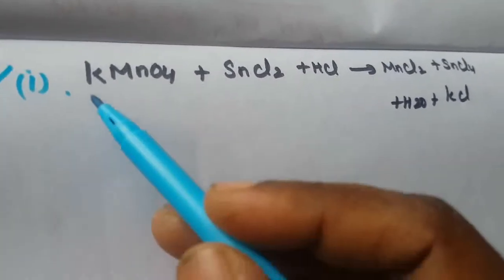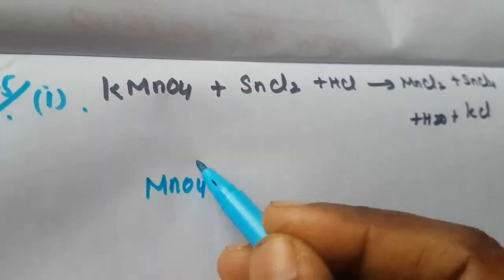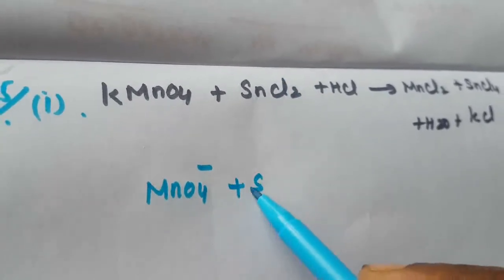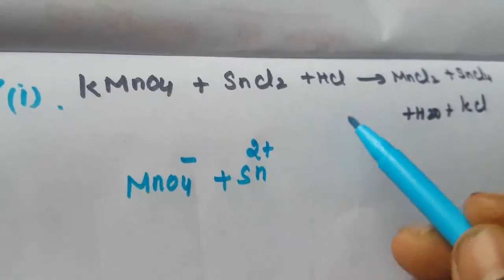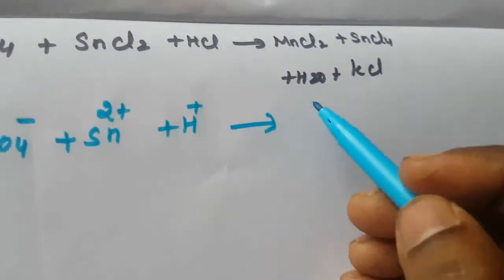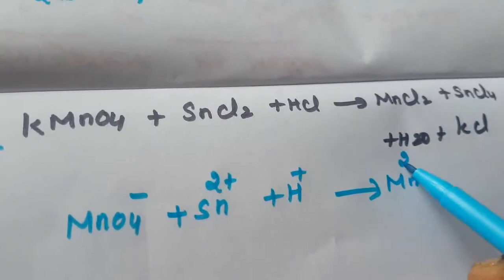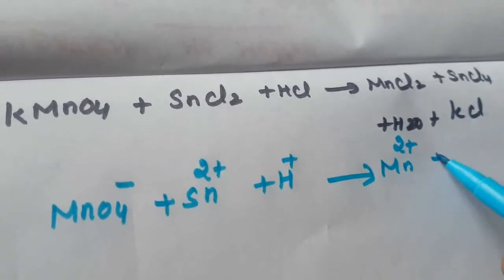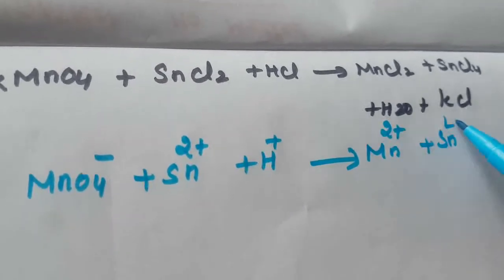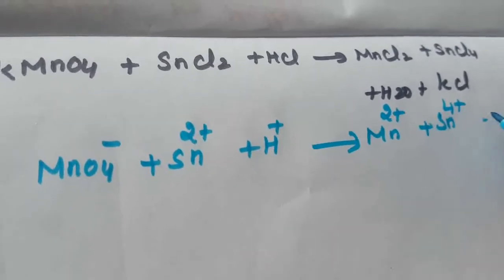First, how to write that ionic form? The cation will be removed. So that is MnO4 minus. Okay. Then here 2Cl minus is there. So that is Sn2 plus. Here H plus. So that is you are writing the ionic form. So next here Mn. So here that is 2Cl, Mn2 plus. Then here 4Cl. So that is Sn4 plus. Okay, so this is the balance, this is the another equation.